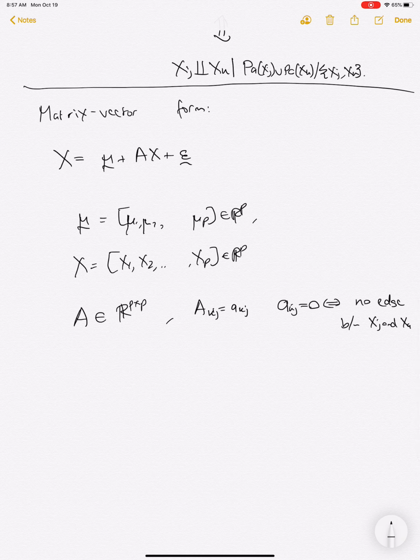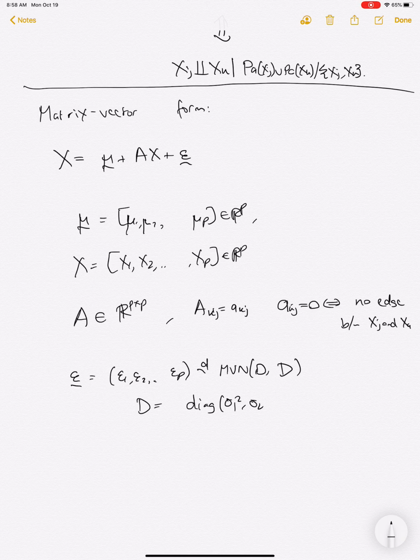And then we have that, that's epsilon 1. This is the kind of independent noise, and this is multivariate normal with a mean 0 and covariance of D, where D is this diagonal matrix. I'm going to use the notation diag for a diagonal matrix, sigma 1 squared, sigma 2 squared up to sigma p squared, and this is in R to the p by p, obviously, for the diagonal matrix.